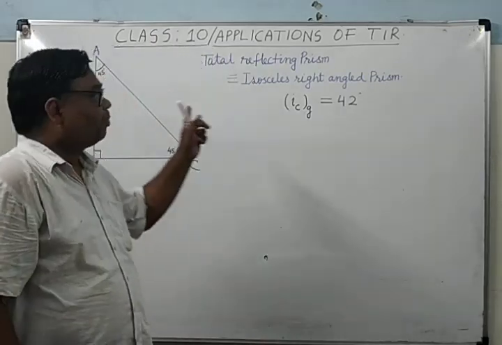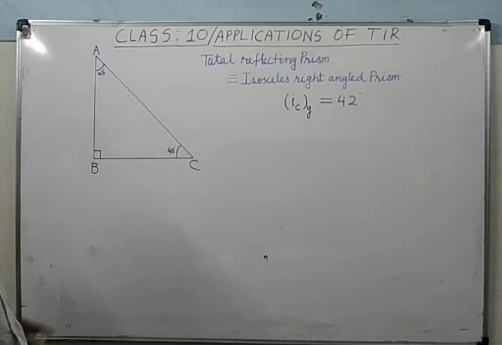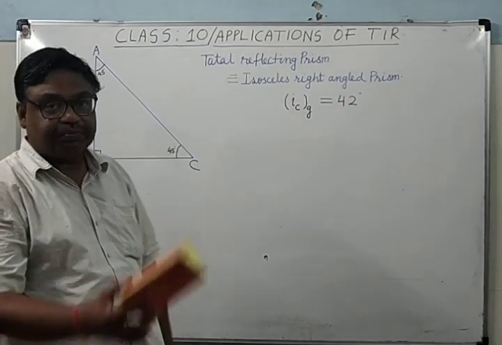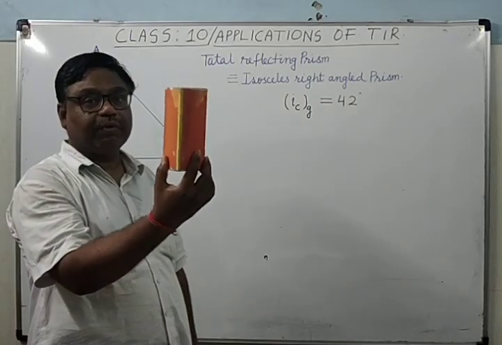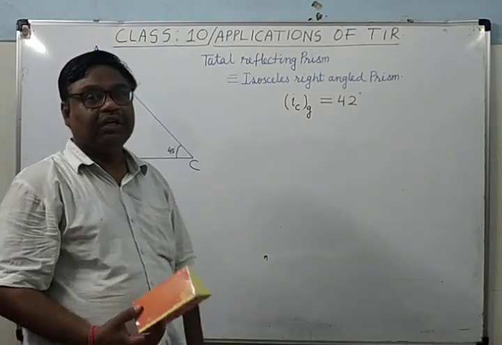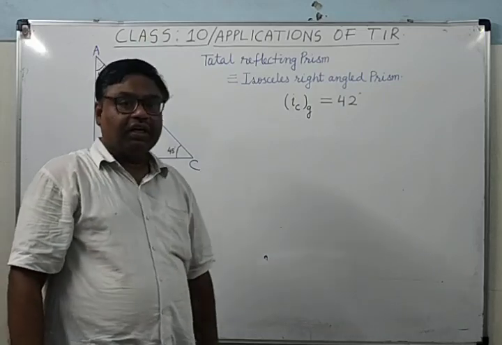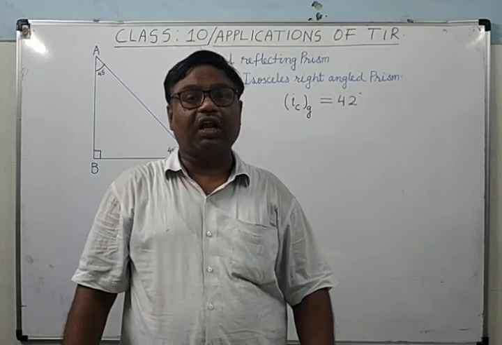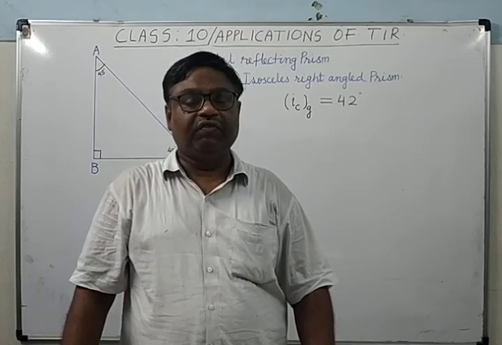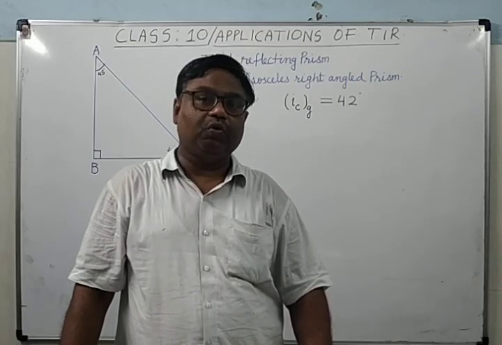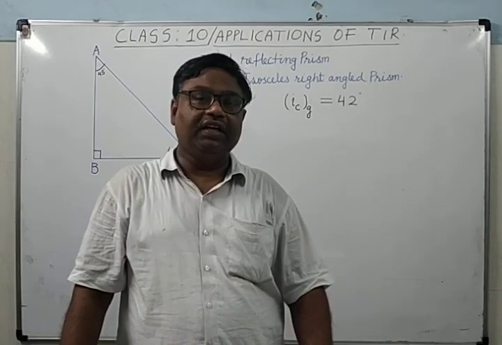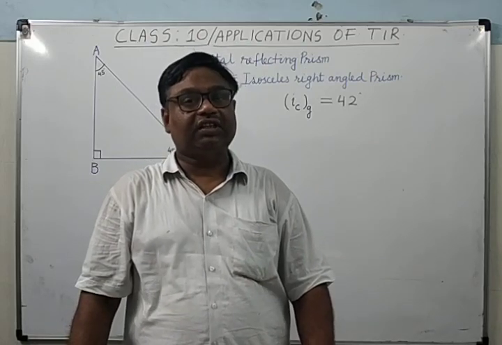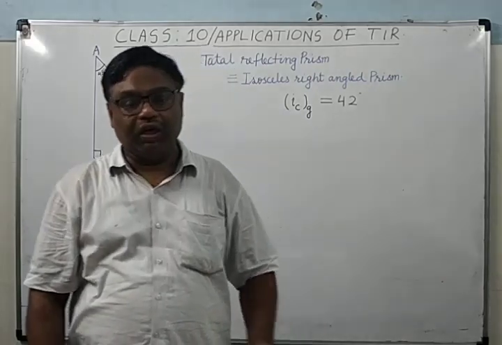So this kind of prism is known as the total reflecting prism or isosceles right angled prism. We cannot call an equilateral prism a total reflecting prism. It's clear. Now see here, in case of a total reflecting prism, when the ray of light falls normally, perpendicularly to any surface, then inside the glass it suffers total internal reflection.